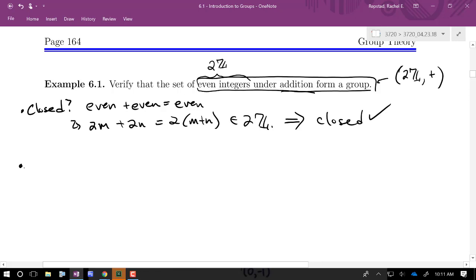The next thing that we want to check is, does it have an identity element? So think about what that identity element might be. Our operation is addition.